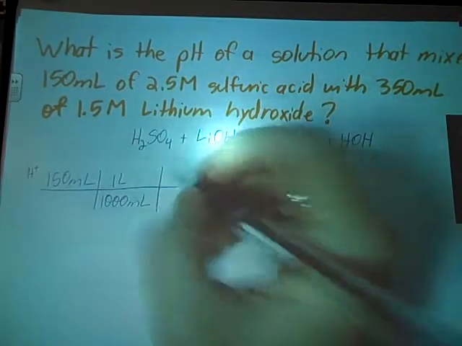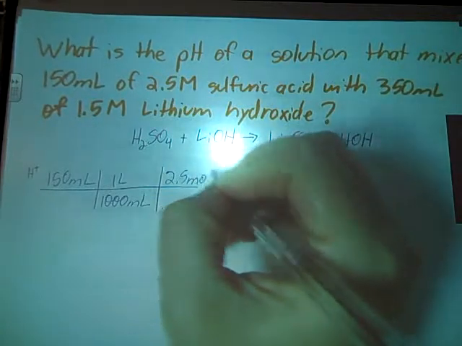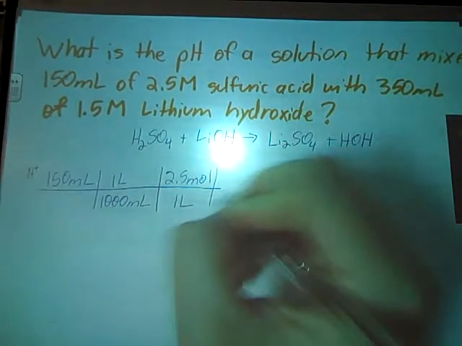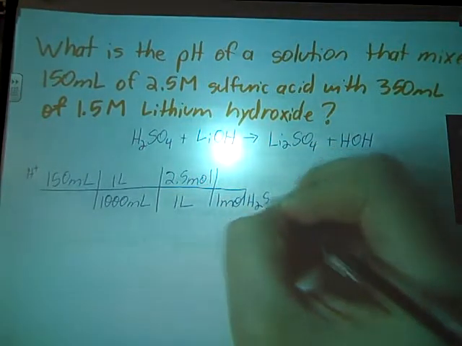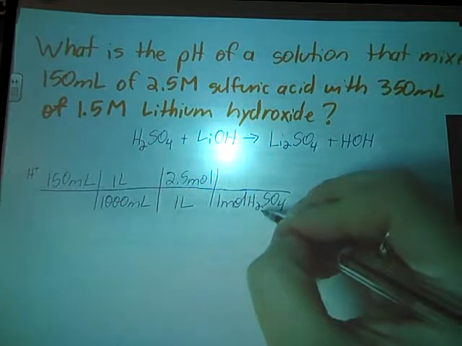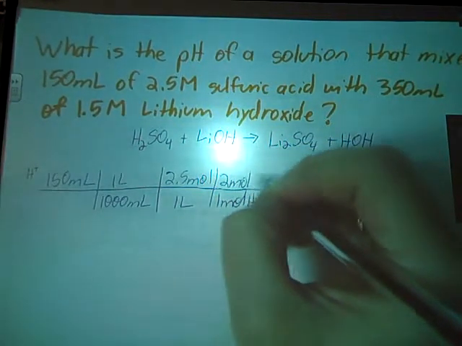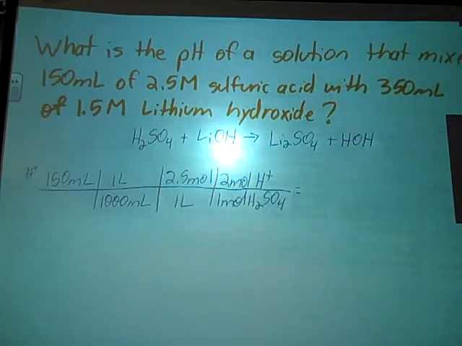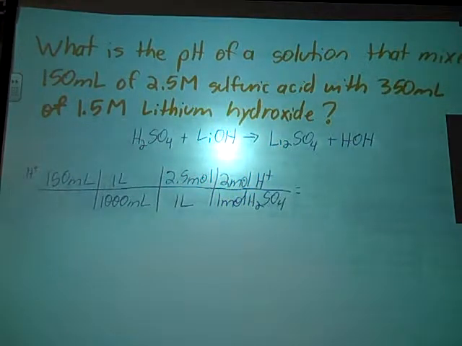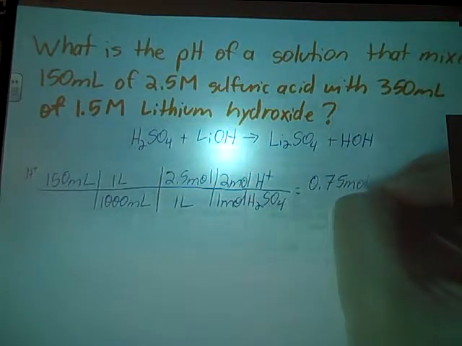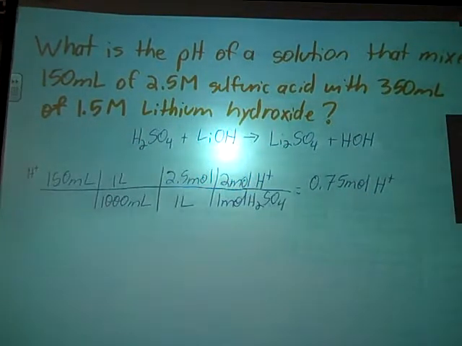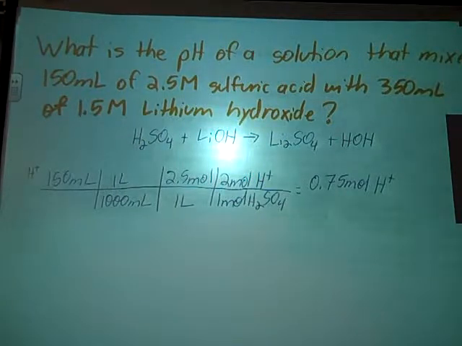So I have a 2.5 molar solution. That gets me to moles. But I'm not interested in sulfuric acid. I'm only interested in H pluses. And I have 2 moles of my H pluses per every 1 mole of that sulfuric acid. So we multiply all the way across the top. We divide by all the way across the bottom, and we find out that we have 0.75 moles of H plus floating around. Hang on to that thought.